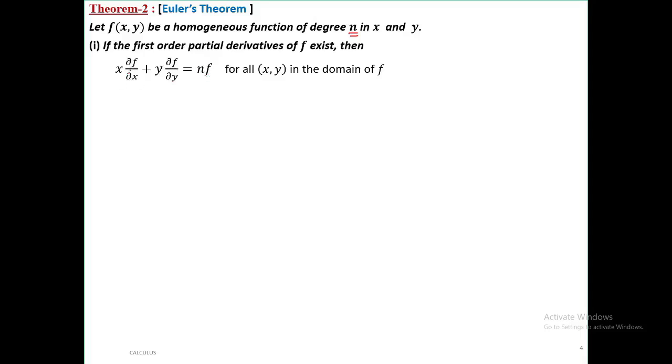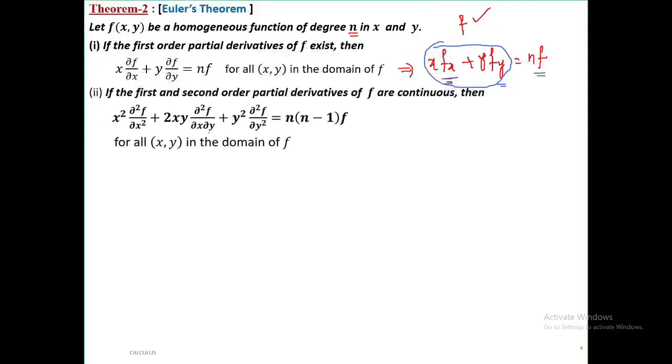So without computing dou f by dou x, in other words, x into fx plus y into fy is equal to n into f. To find this, what do I have to do actually? First of all, f is given to you. Then you have to compute fx, then fy. These two values you need to compute. Then you simplify x into fx plus y into fy, and you will get n into f. So without computing this, directly find the degree of this homogeneous function, then the answer is n into that function. That's it. So that is Euler's theorem.